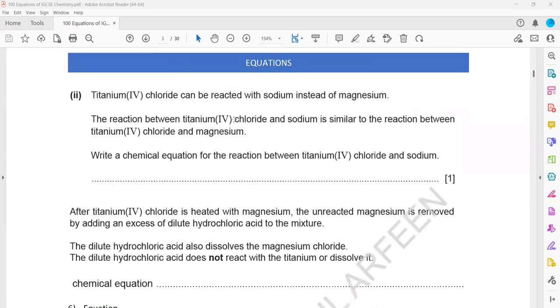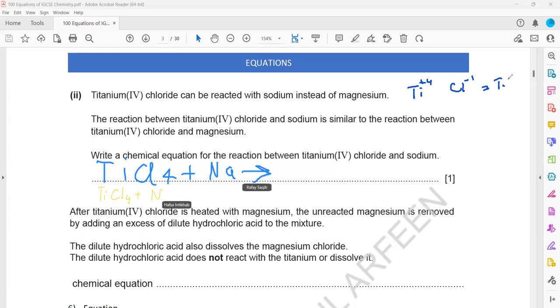Titanium 4 chloride can react with sodium instead of magnesium. The reaction between titanium 4 chloride and sodium is similar to that of magnesium. Then we have to write a chemical equation for that. So first, what is the formula for titanium 4 chloride? Titanium's valency is 4 and chlorine is group 7, -1. So titanium 4 chloride will be TiCl4. So the first thing is writing a correct formula, TiCl4.